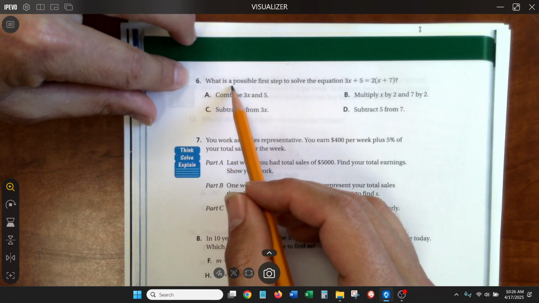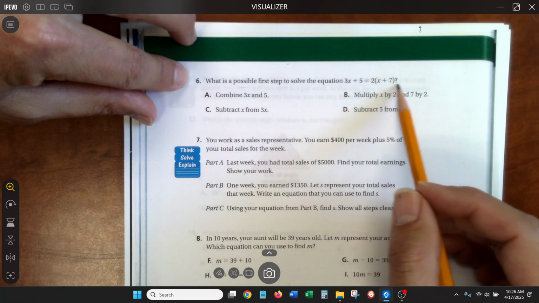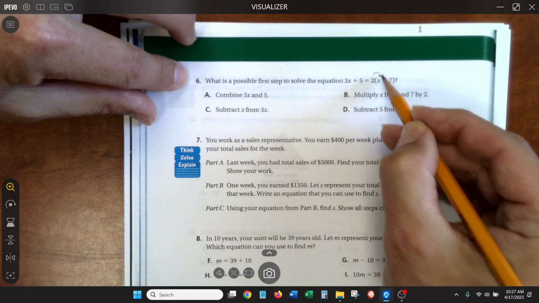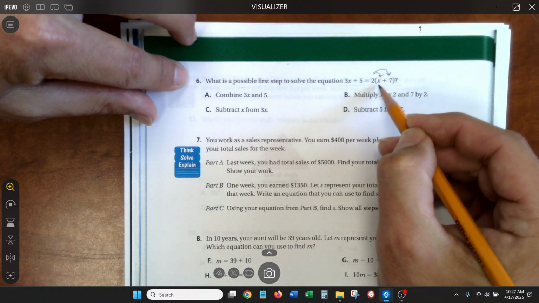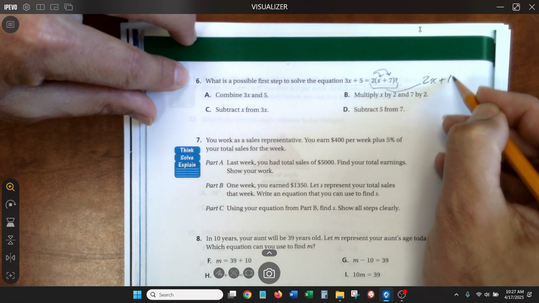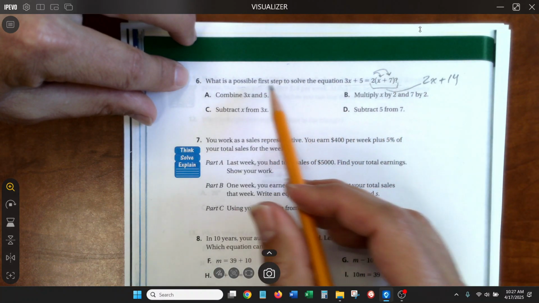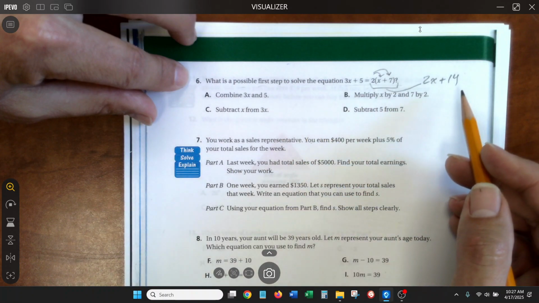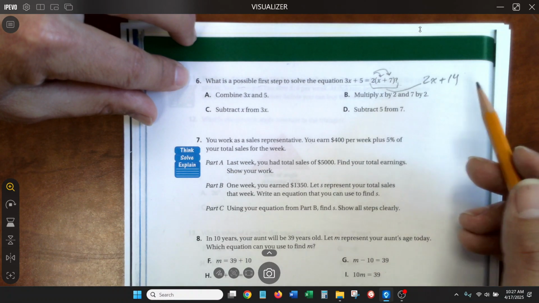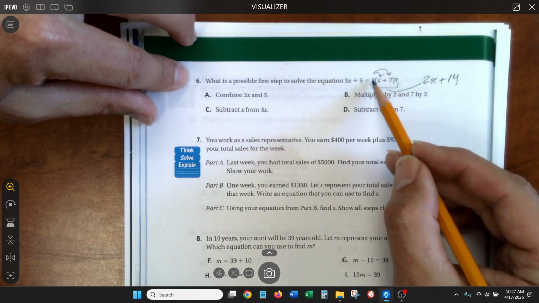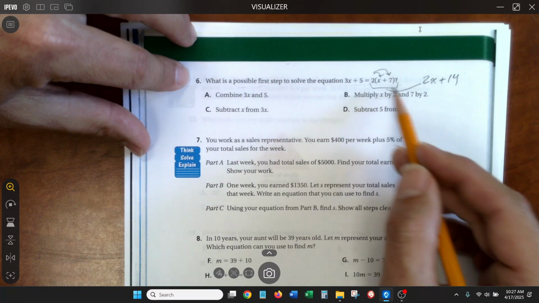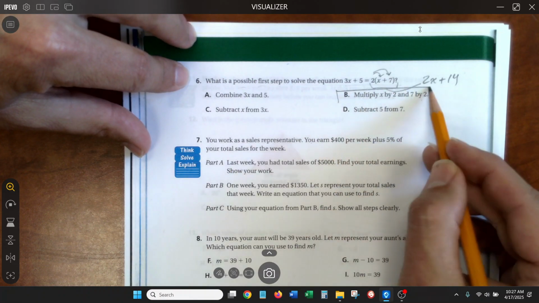6. What is a possible first step to solve the equation 3x plus 5 equals 2 times x plus 7? Multiplying the 2 in to get rid of the parentheses so that the right side becomes 2x plus 14 is the possible first step, and that's called the distributive property of multiplication. So we can distribute the 2, multiplying it by each term, and get rid of the parentheses. So multiply the x by 2 and the 7 by 2 is what we did.